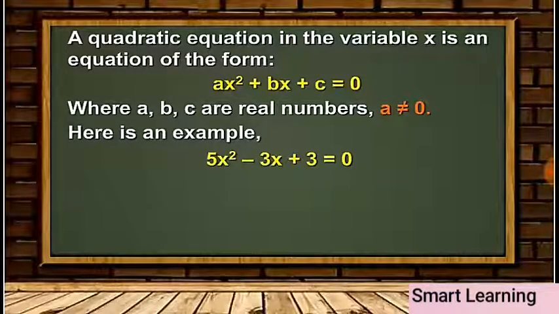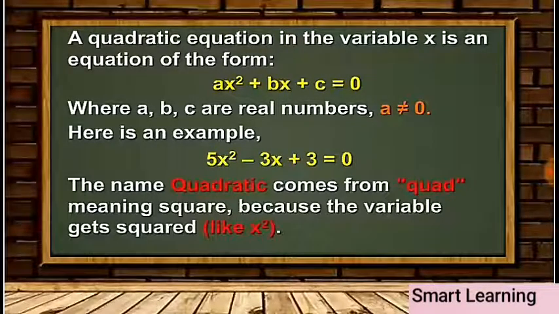This power 2 of the variable x makes the equation quadratic. The name quadratic comes from quad, meaning square, because the variable gets squared, like x².